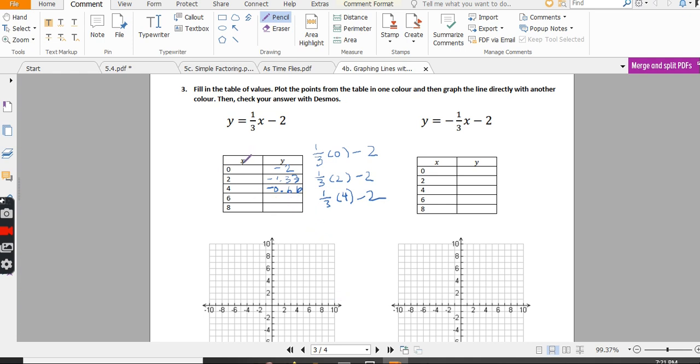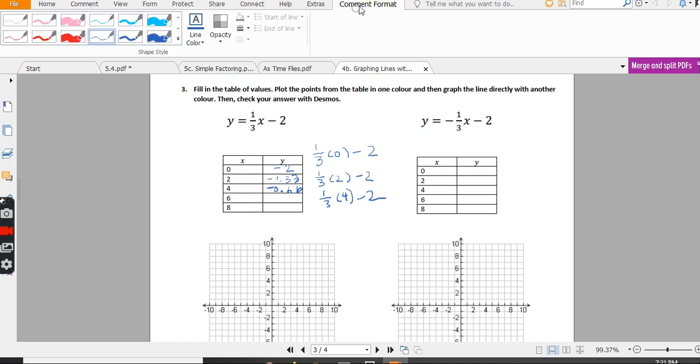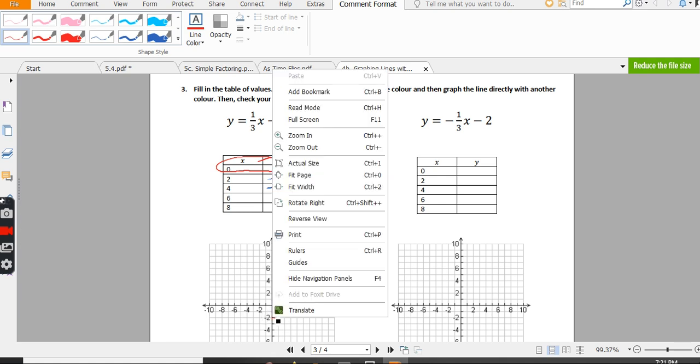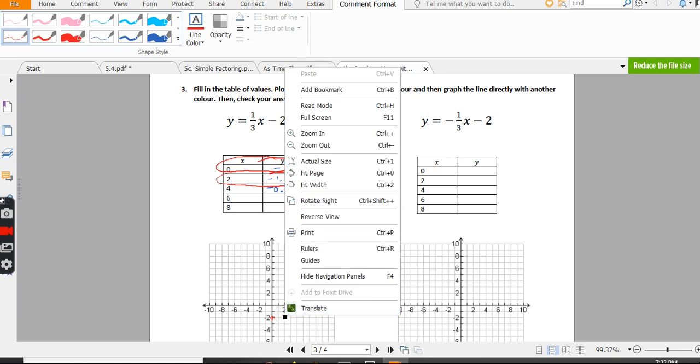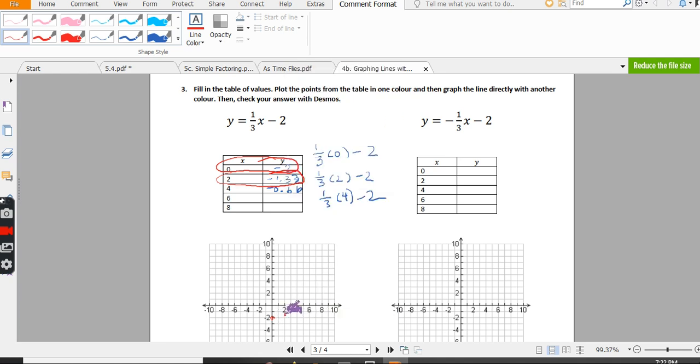Now to plot these points, I'm going to use a different color here. If I look at this first point, I see 0 and negative 2. So 0, negative 2. And the next point I have 2 and negative 1.33. So 2. Now negative 1 would be about here, and 1.33 would just be slightly lower. It's a little bit harder to see here because of the scale, but you can estimate it.